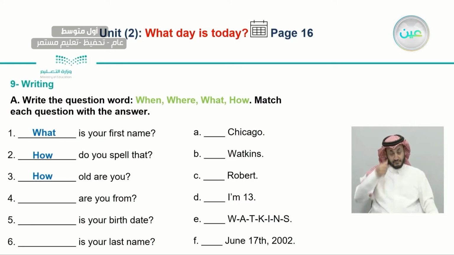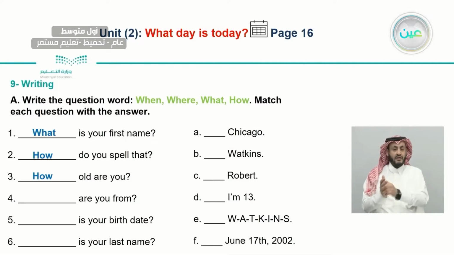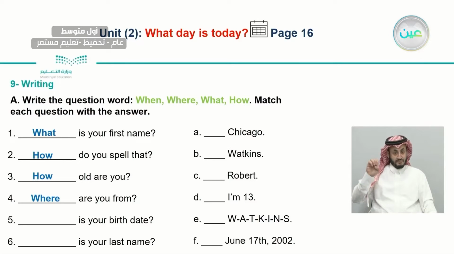Let's go to number 4. Space, are you from? From here shows us that we're asking about place. It could be a country, nationality. What do you think? Space, are you from? Place. Where are you from? Good job. Okay, so what for information, how, and then where for a place.